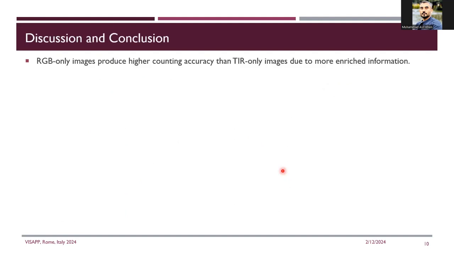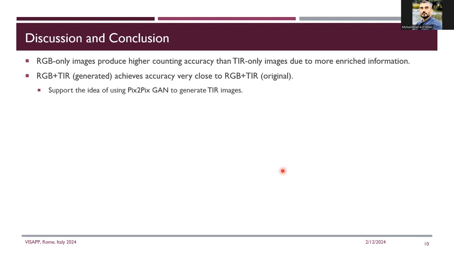Now, here are the discussions and some of the conclusions from these experiments. The first one is that RGB-only images produce a higher counting accuracy than thermal-only images, because RGB images always have more enriched information. So this is obvious, and this was the expected result, which we got in the previous table. However, when we use RGB along with thermal images, which were our generator's output, we can achieve better accuracy than the RGB-only images.